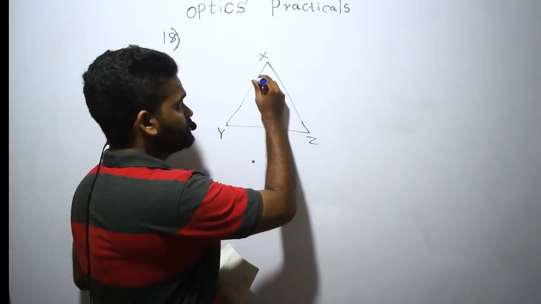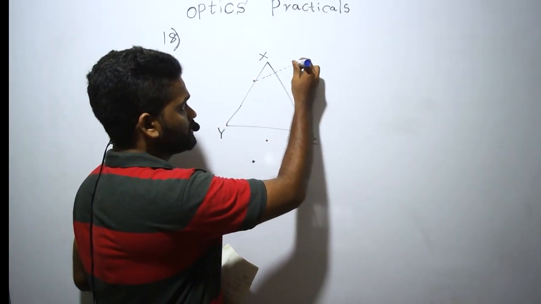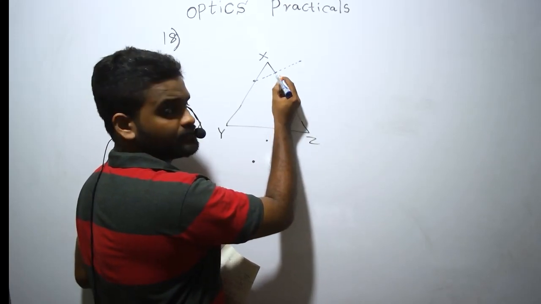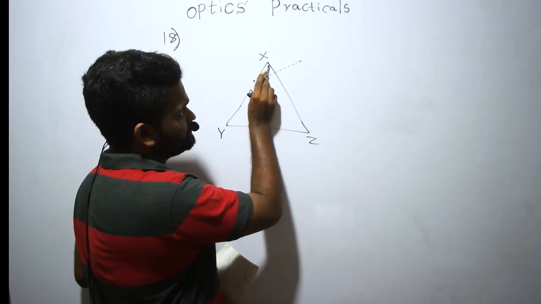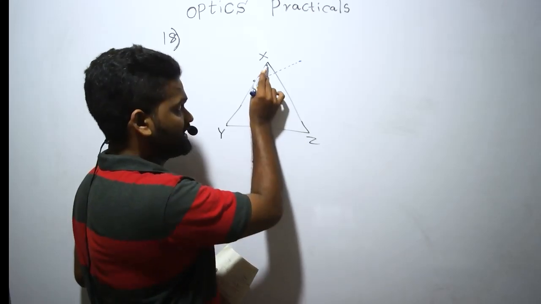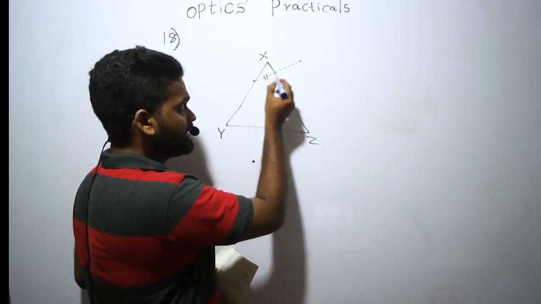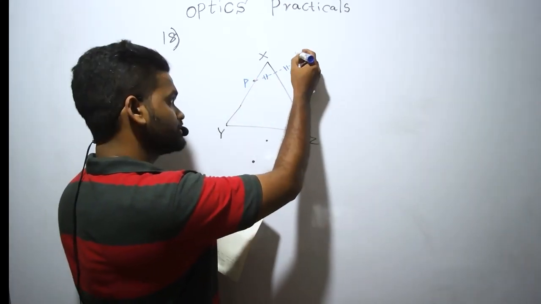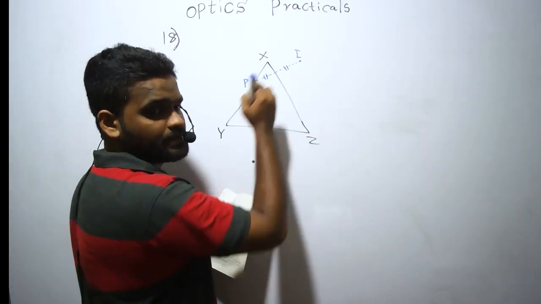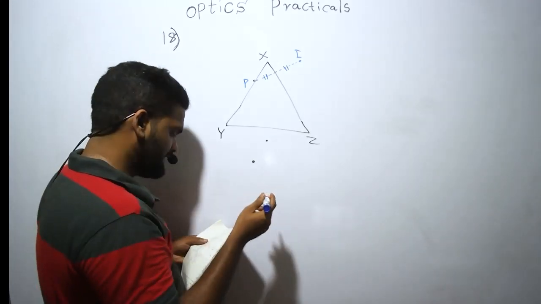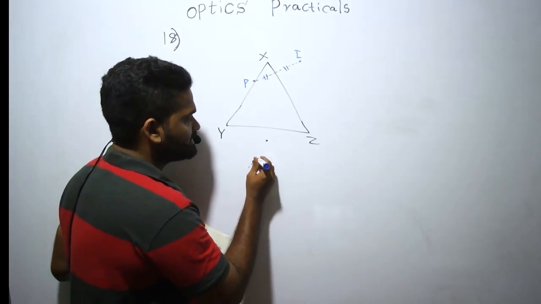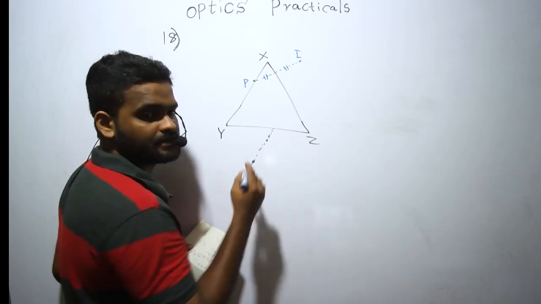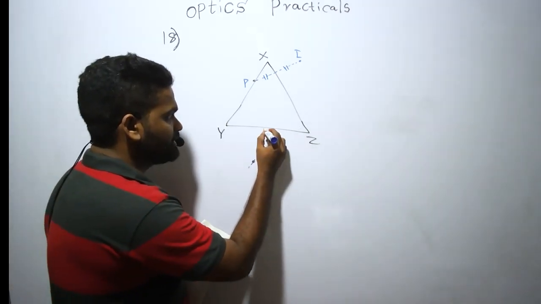We can draw the image of this one. If you think about this side as a mirror, at the same distance there is an image of P. There's an image of P here. Then another creation is you can extend this line till it meets the XZ side. Let's name it as capital L.